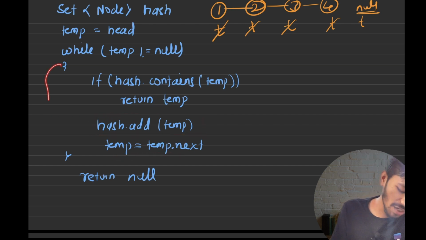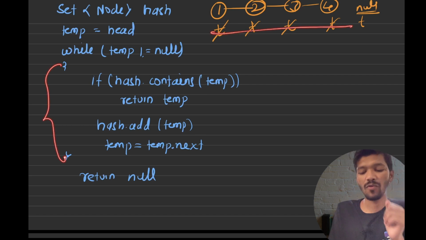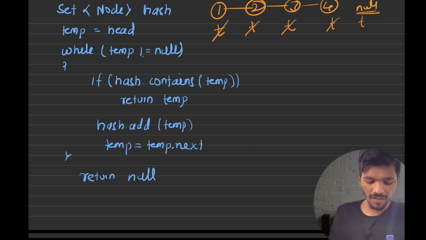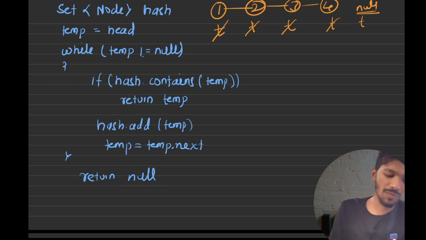And suppose I come out of this loop, which means there is no loop present in my linked list. If you see carefully, I simply came out because my temp is pointing to null, which means my linked list does not contain a loop. If it does not contain a loop, simply return null. So this was the brute force solution.